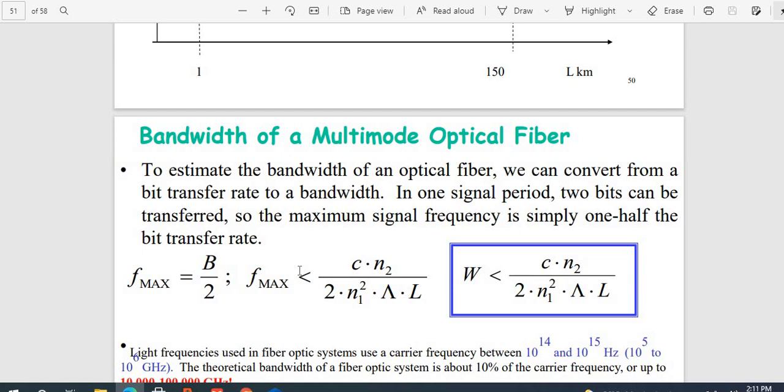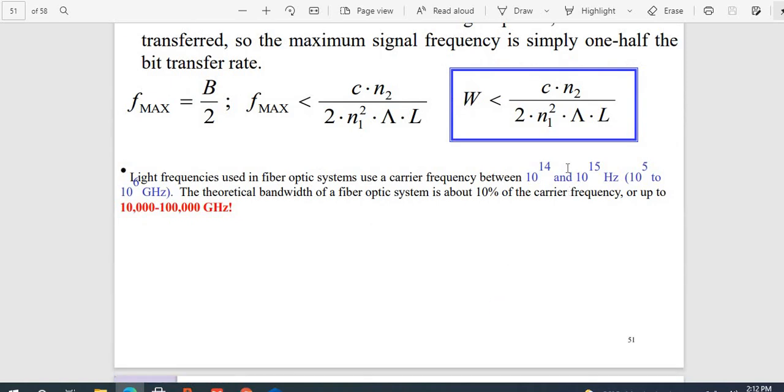So what actually I want to find is the bandwidth, right? So what is the bandwidth he is giving? F maximum is equal to b by 2. What is b over there? That is the bit rate, divided by 2. So F maximum is less than c into n2 by 2 into n1 square into a into L, from the previous formula. If you cross multiply, you will get the bandwidth W less than this formula, right?